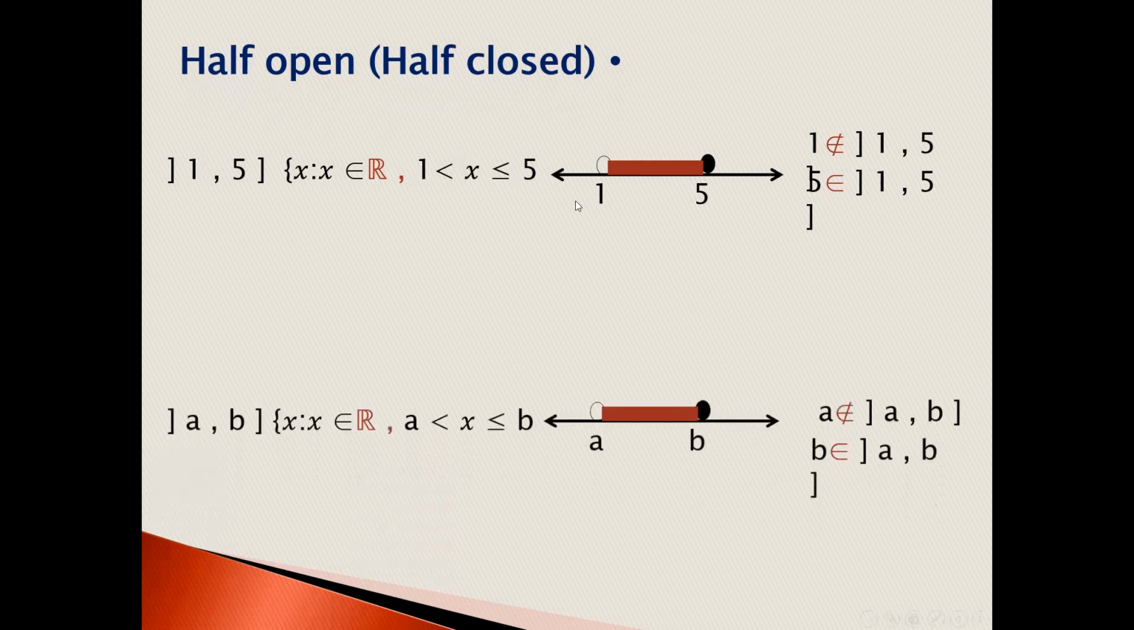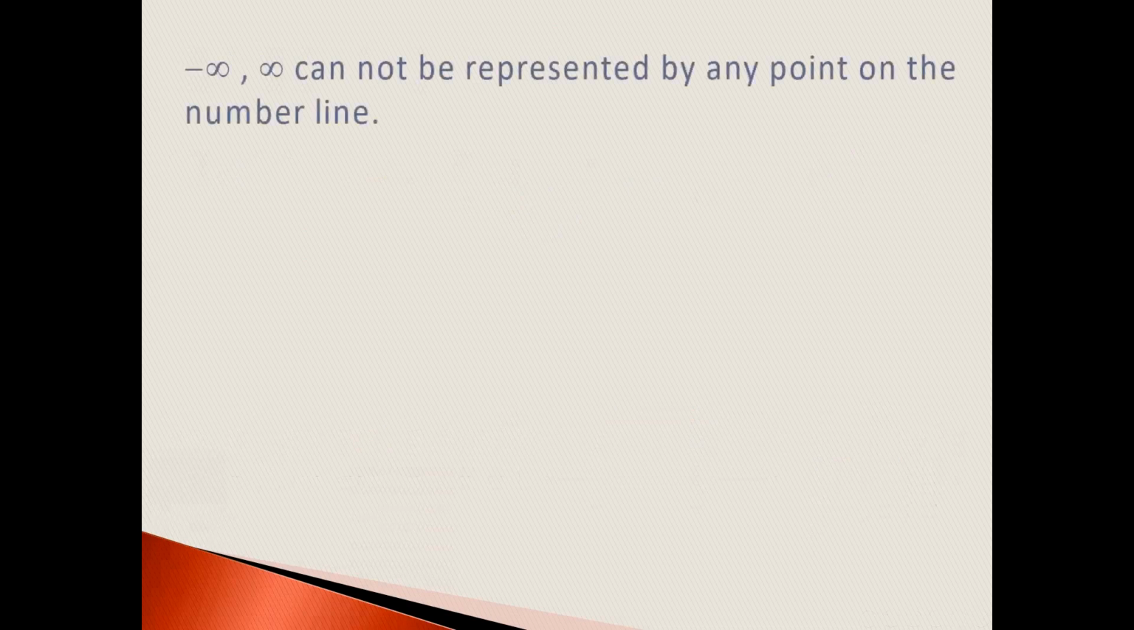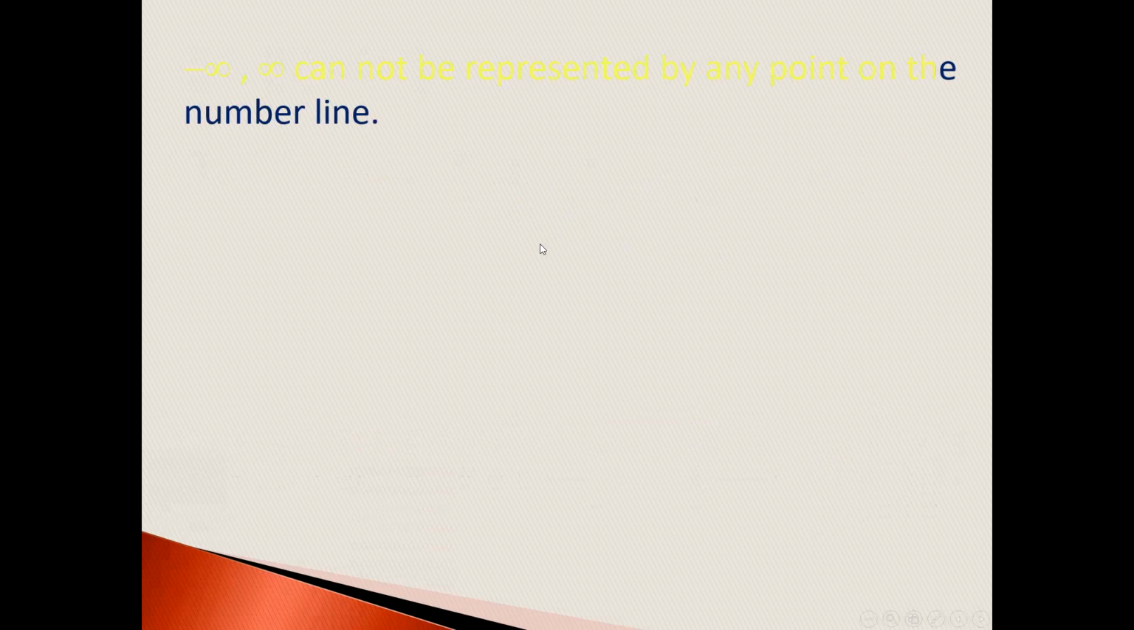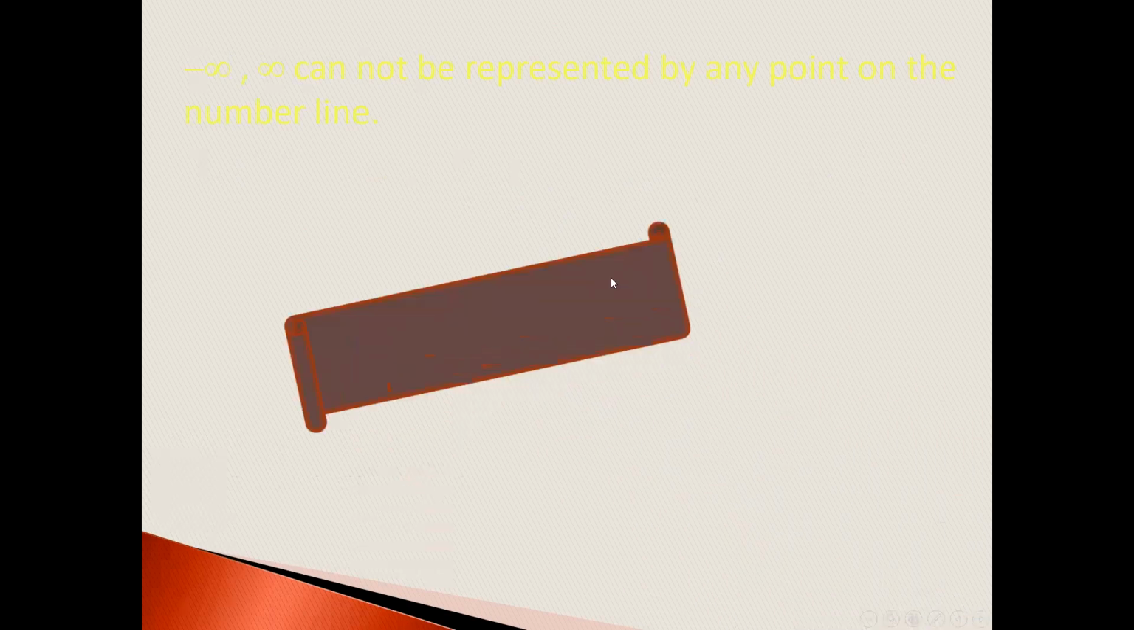Here is an example. If I have 1 and 3, where 1 is closed and 3 is open, then 1 is included and 3 is not included, but the numbers between 1 and 3 are included. Negative infinity means the negative direction, and infinity means the positive direction. Infinity is always open.